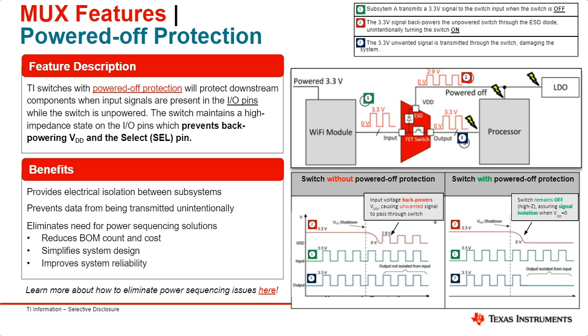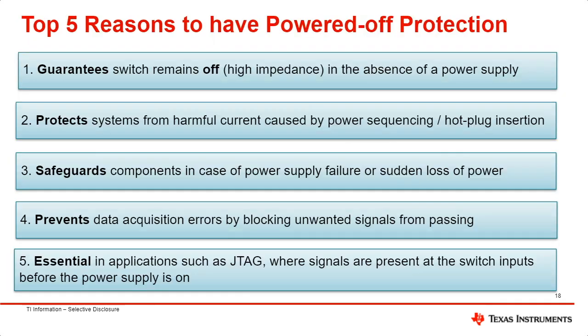Since powered off protection is quite an important and big feature, we have a slide highlighting the top 5 reasons why you should have it. Again, it guarantees that when the device is off, it's in high impedance mode, which protects the device itself and any other devices in your system from harmful current caused by power sequencing or hot plug insertion, as well as preventing data acquisition errors by blocking unwanted signals. They're very essential in applications such as JTAG.